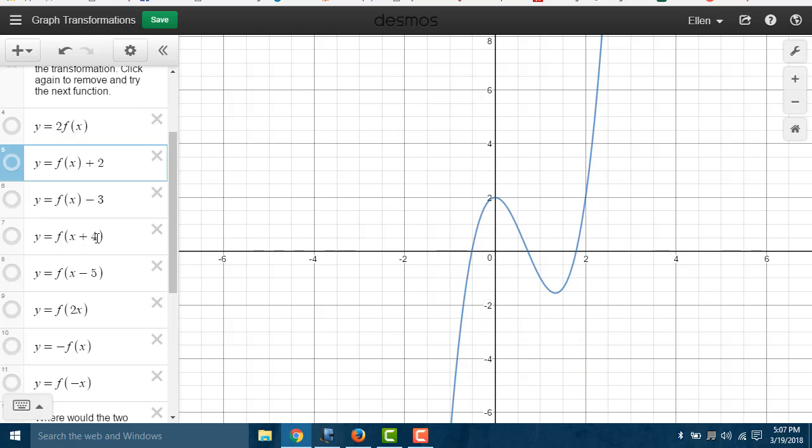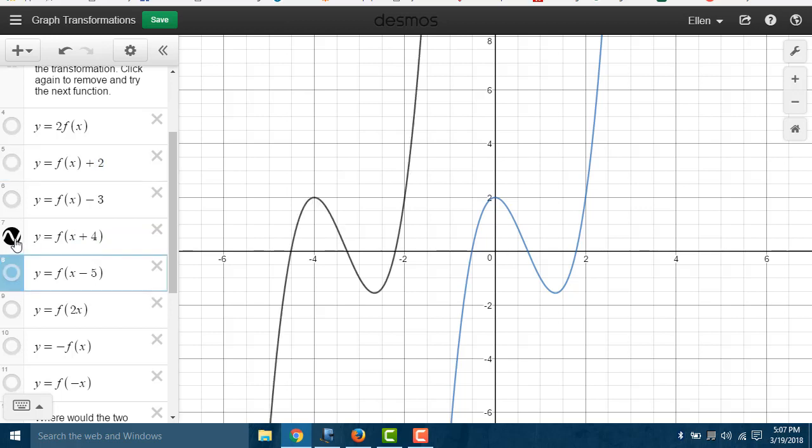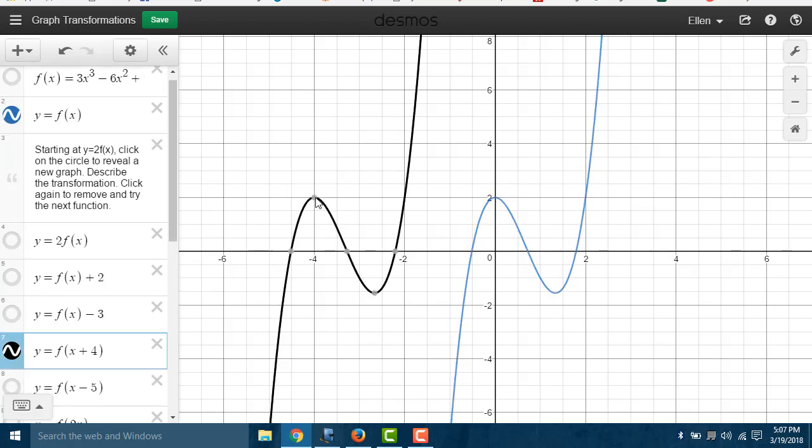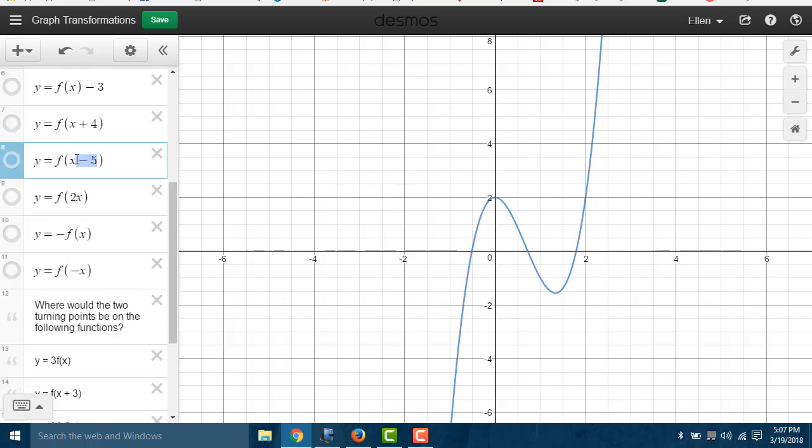Well, what happens when the plus is inside the parentheses as opposed to on the outside? Does that do something different? Well, let's see. It moved it to the left. So look at this point here, and we look at that point all the way over, and we've moved over 4 units.